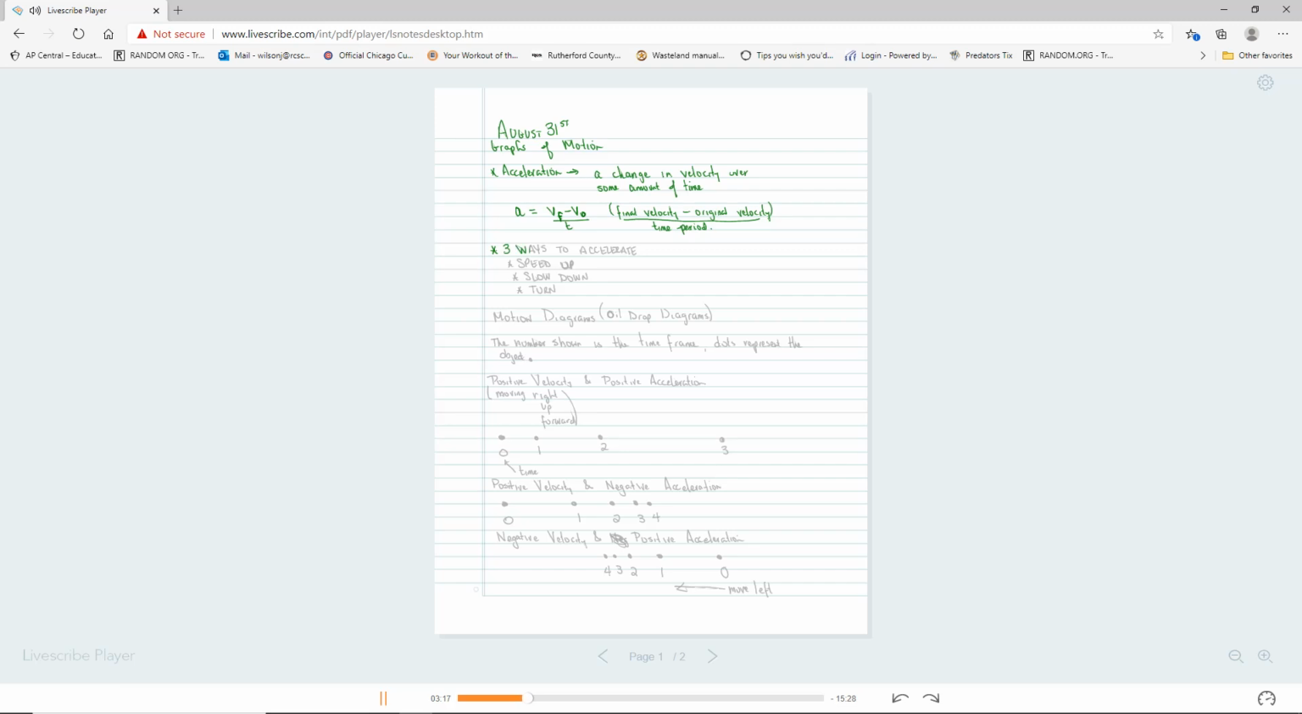There are 3 ways to accelerate. The one that most people think of is speed up. You can slow down, or you can turn. The last one is the one that nobody ever seems to remember. Speed up, slow down, or turn.